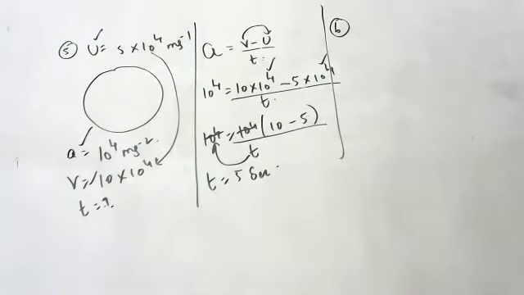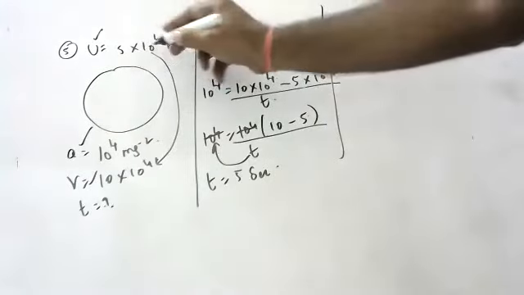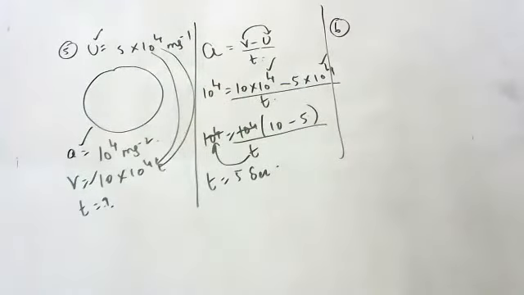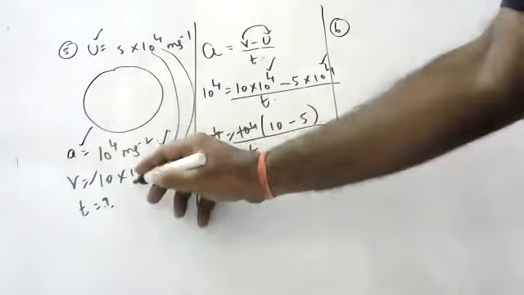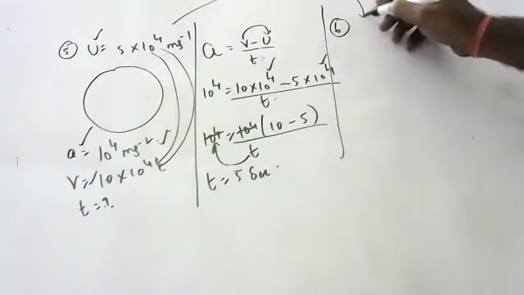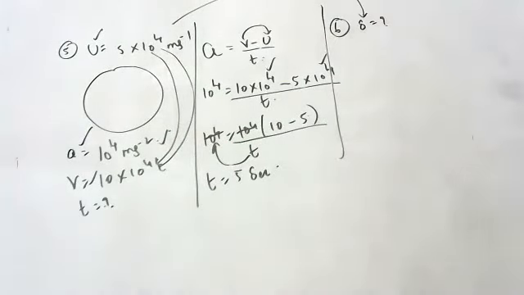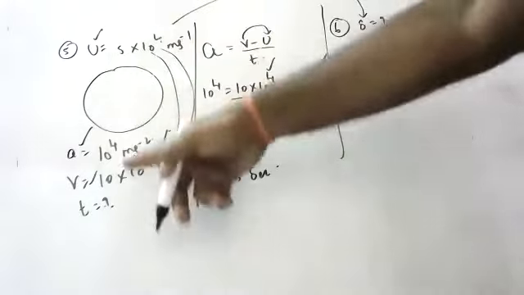Next question. An electron moving with a speed acquires a uniform acceleration. How much distance would it cover in this time? Same question, children. It is doubling the velocity and acquires uniform acceleration. Acceleration is also the same, but now he wants distance. Using this, we have to find distance.